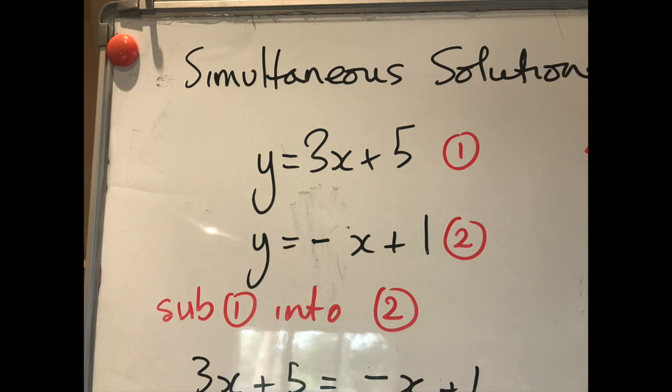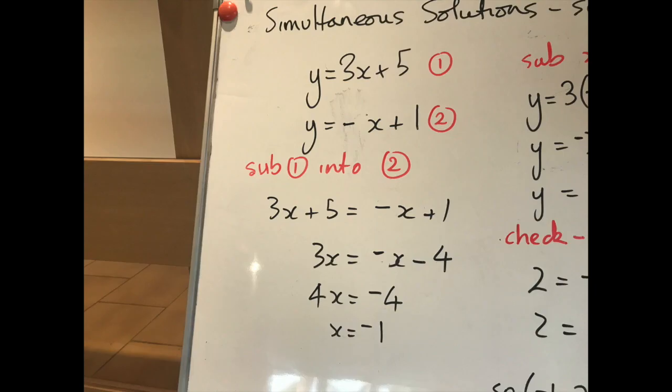Now the first equation has got y equals, and the second equation has got y equals. In both of those equations, the y values are the same as one another. So what we can do is just replace y in the second equation with what y in the first equation says it's equal to. So where it said y equals negative x plus 1, I just replace the y with the first equation of 3x plus 5.